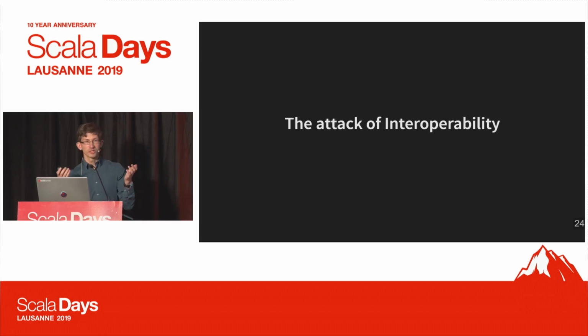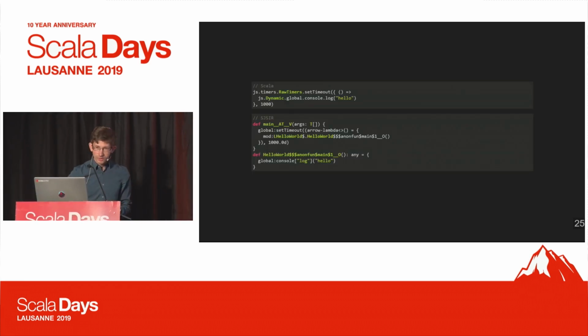And then comes the interoperability problem, and this is the attack of one of the monsters of the sea. But yeah, so here is a simplified scenario in Scala.js where I would use the JavaScript timers, especially the global function setTimeout. I give it a function, I give it a delay, which is basically a number. And this is how it would be compiled to the Scala.js IR.